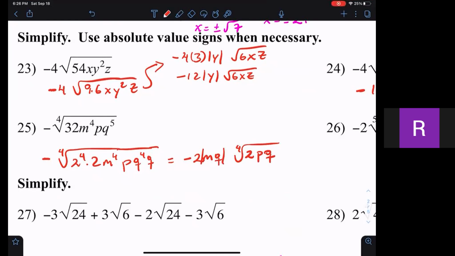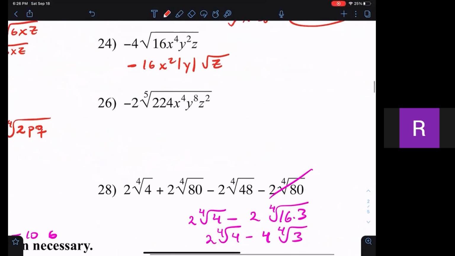Let me double check just to verify. 25, maybe 2. Good. Next.